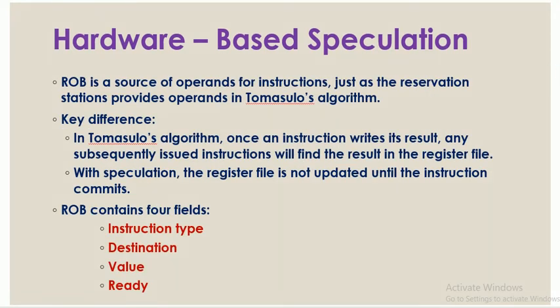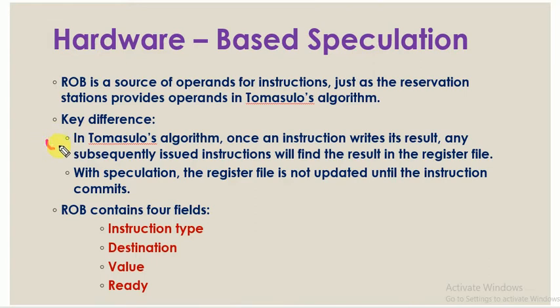Now this ROB is a source of operands for instructions, just as the reservation stations provide operands in Tomasulo's algorithm. So ROB consists of all the operands before the final commit operations, similar to the reservation stations available in the Tomasulo algorithm. Now what are the differences between the ROB and the reservation station?